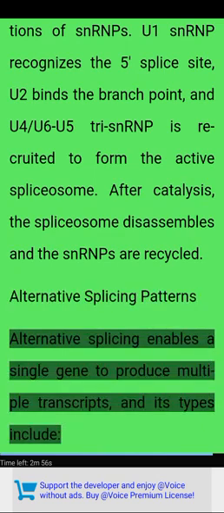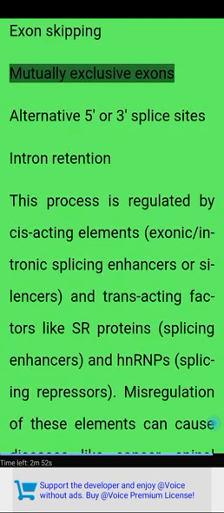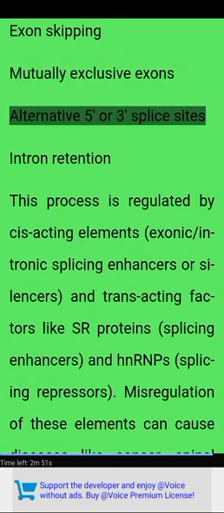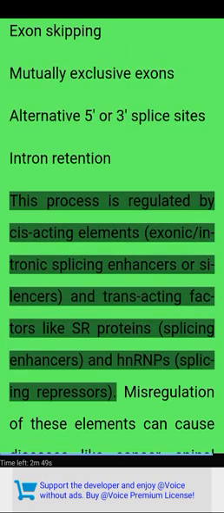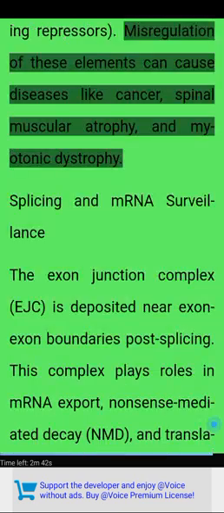Alternative splicing patterns. Alternative splicing enables a single gene to produce multiple transcripts, and its types include exon skipping, mutually exclusive exons, alternative 5' or 3' splice sites, and intron retention. This process is regulated by cis-acting elements, exonic and intronic splicing enhancers or silencers, and trans-acting factors like SR proteins, splicing enhancers, and hnRNPs, splicing repressors.